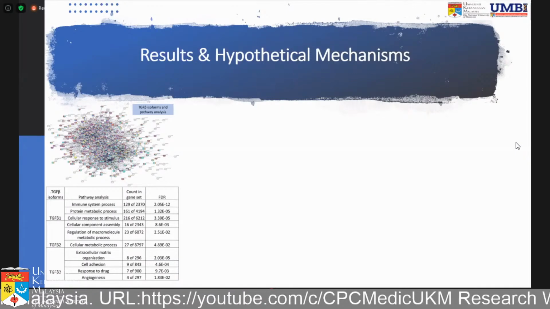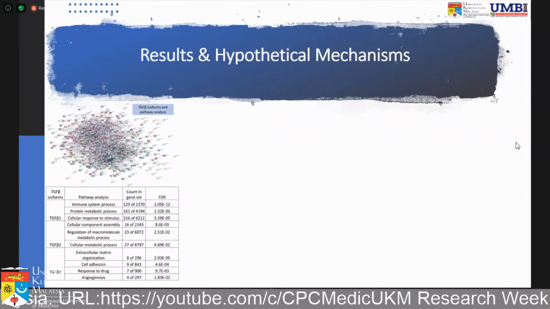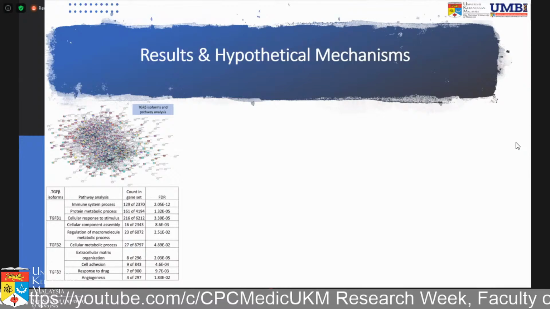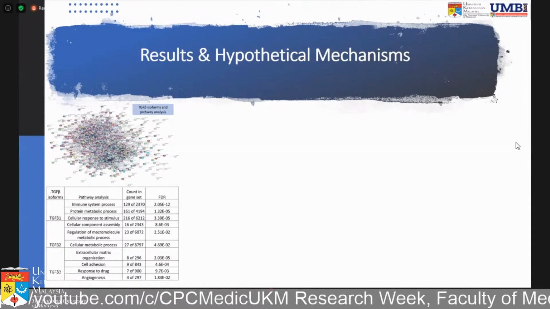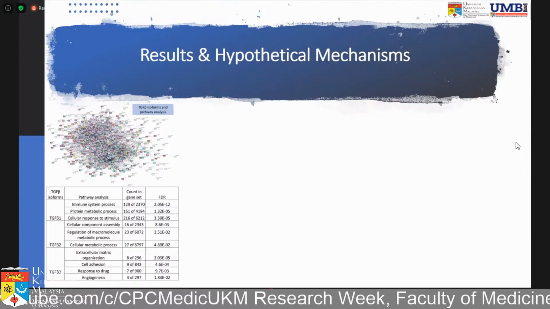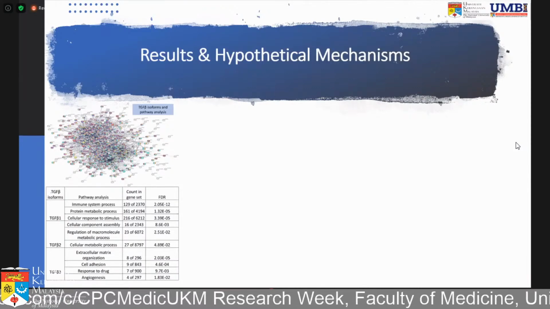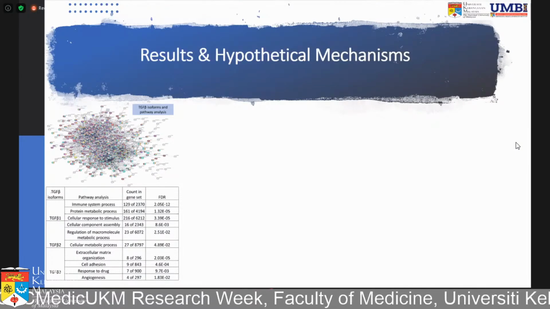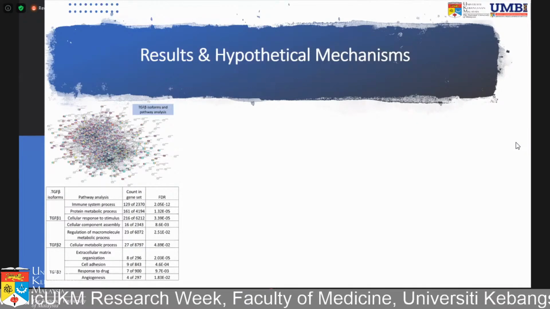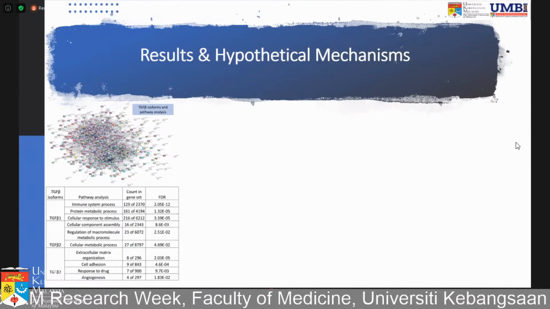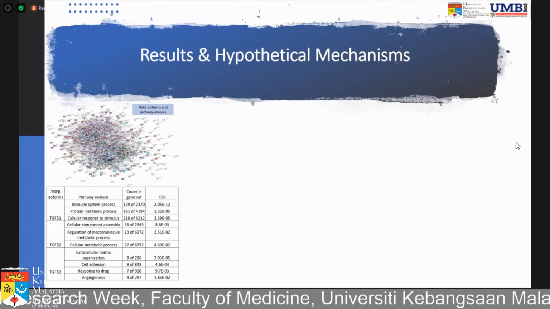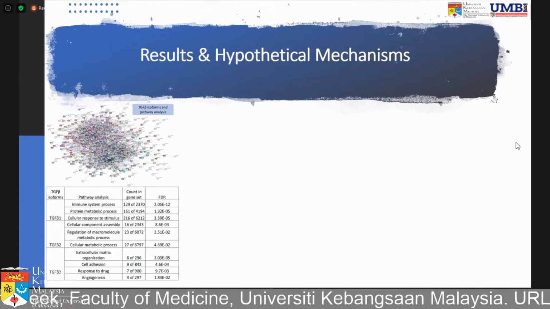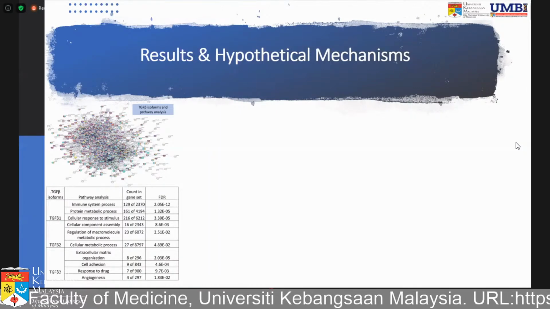Next, top hit pathways within the TGF-beta 2 network are namely cellular component assembly, regulation of macromolecule metabolic process, and cellular metabolic process. Lastly, as you can see from the screen here, the top hit pathways within the TGF-beta 3 network are extracellular matrix organization, cell adhesion, response to drug, and angiogenesis. The algorithm of the pathway was based on the false discovery rate, which is the FDR. We further narrowed down the exclusive gene list of each TGF-beta isoform, and here is the hypothetical mechanism for each isoform, TGF-beta 1, 2, and 3.